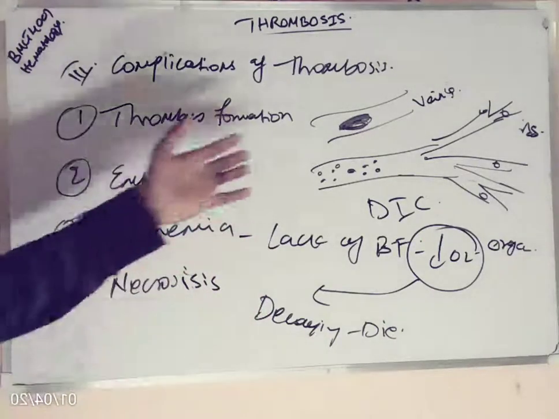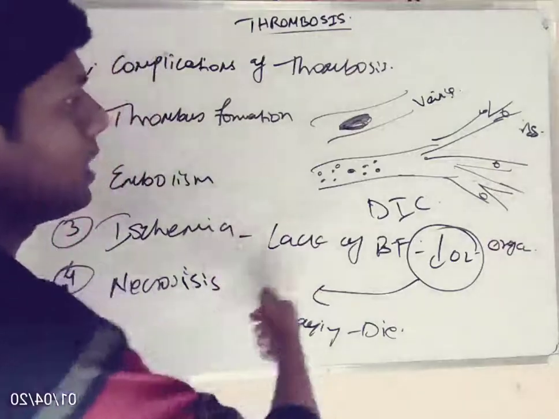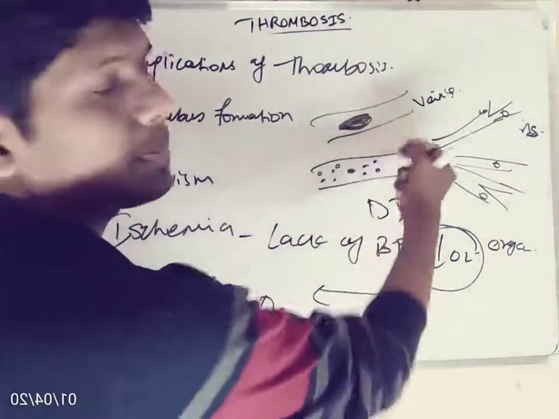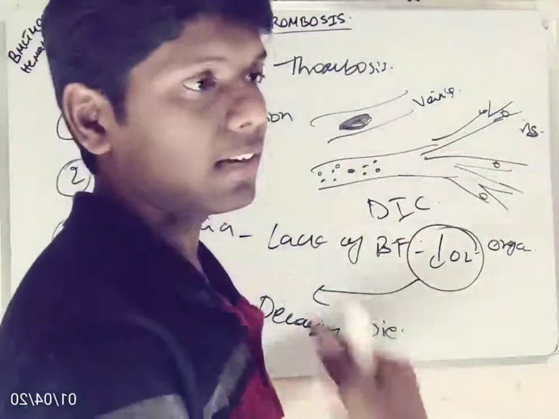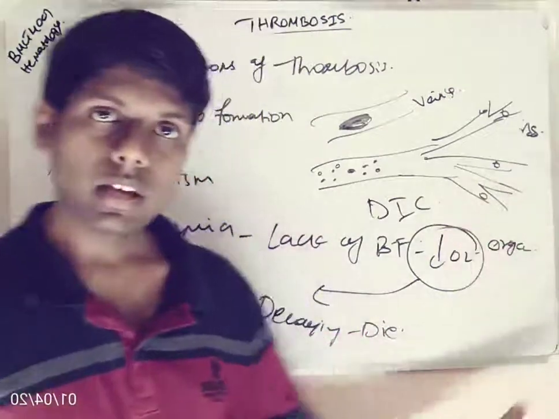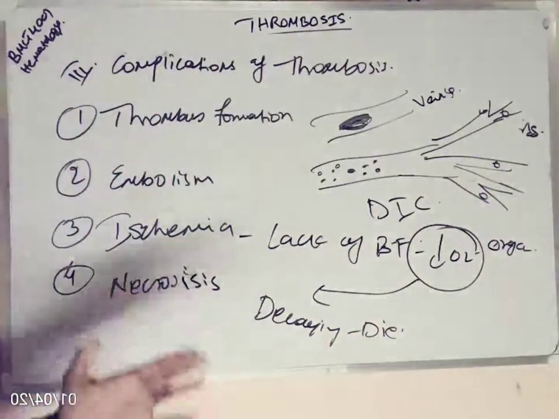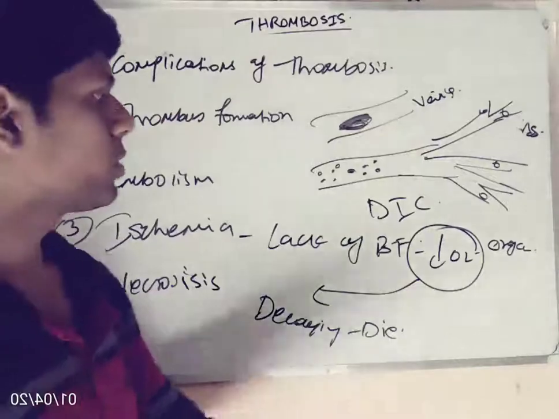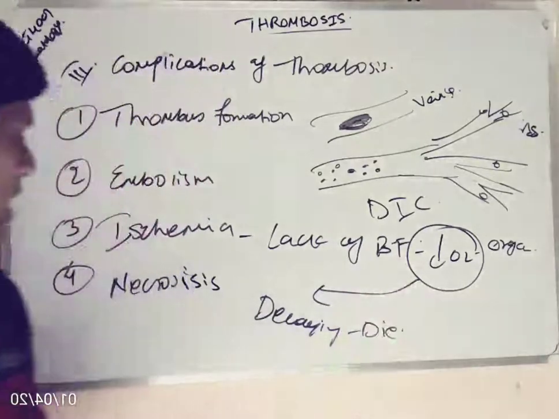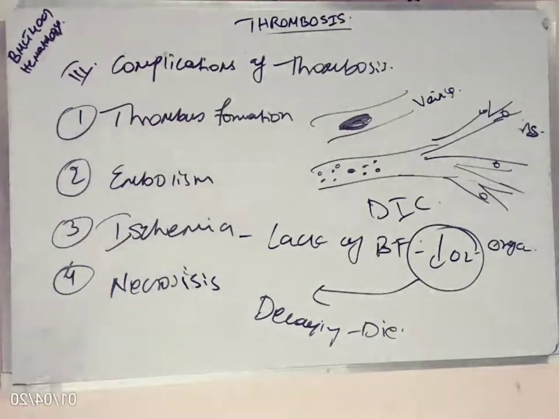So first is thrombus, a large clot within the veins, and embolism, disseminated thrombus particles within the veins resulting in multi-organ failure, is called embolism, whereas ischemia means prevention of blood flow to a particular organ, and necrosis means tissue death. So this is it.